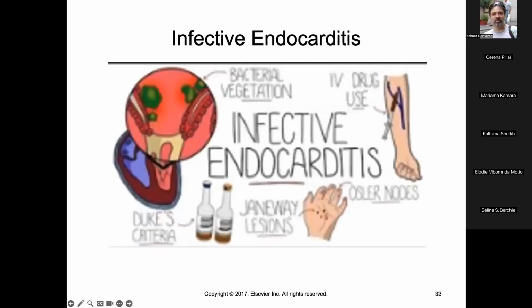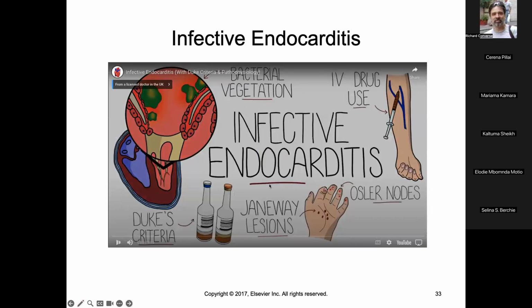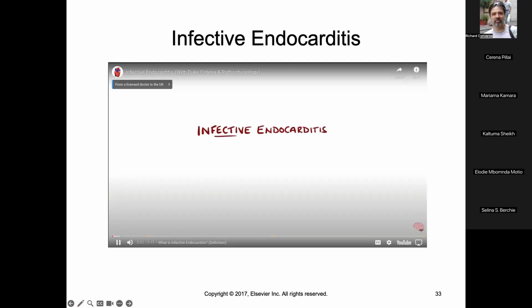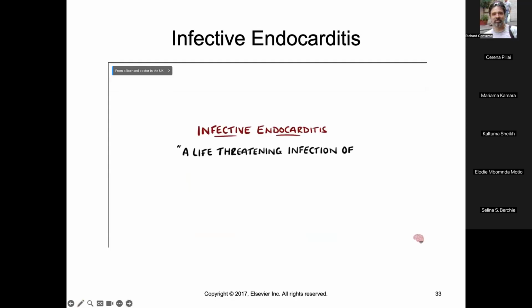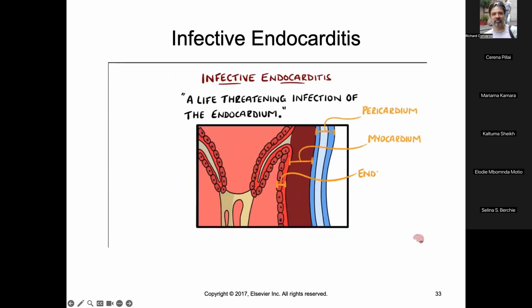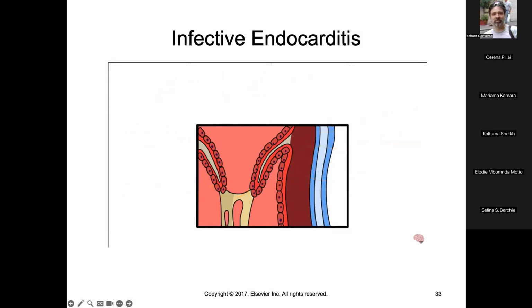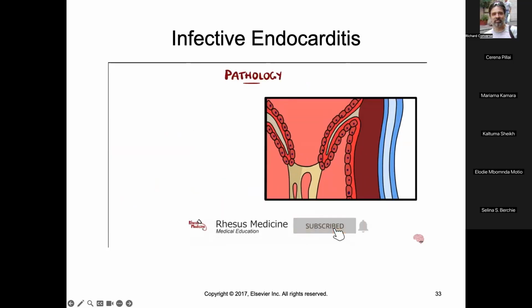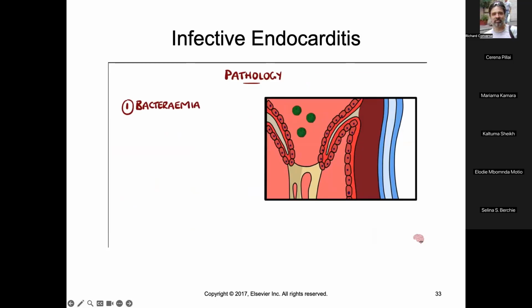Okay. So let's take a look at infective endocarditis. Infective endocarditis is a life-threatening infection of the heart, specifically the endocardium, which is the innermost layer of the heart. Most commonly, this is from a bacterial infection involving the heart valves. For infectious endocarditis to develop, there needs to be the presence of a bacterial infection in the blood, termed bacteremia. There are rare exceptions, such as a contaminated prosthetic valve being installed.